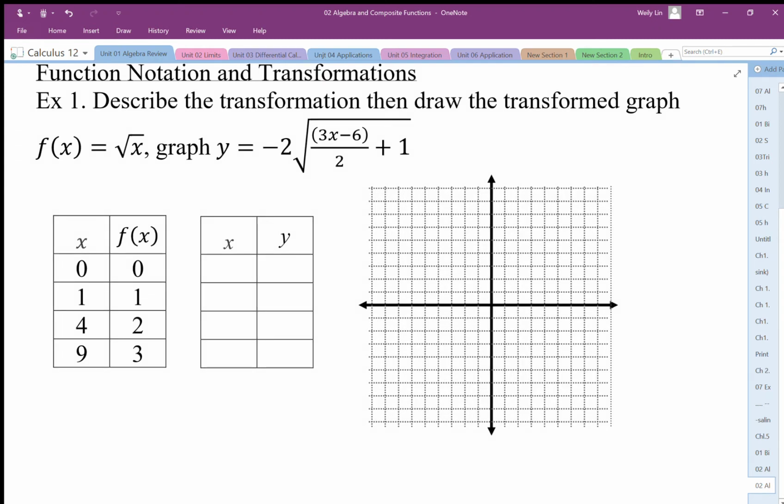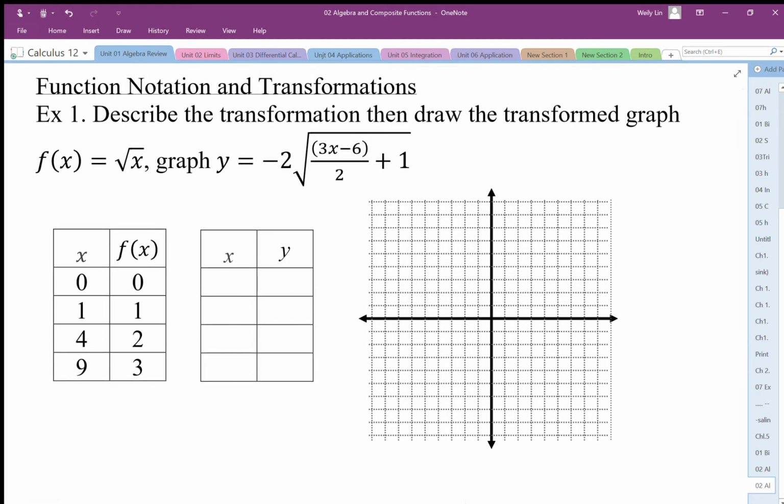Okay, so we do need to make sure we understand function notation and transformation. So we're starting with the original function, square root x. And then we have the inside and outside transformations. I'm just going to start with the outside because the outside is nice and easy, right? So my change in y is going to be, I'm going to times my original square root function by -2. So I end up with 0, -2, -4, -6.